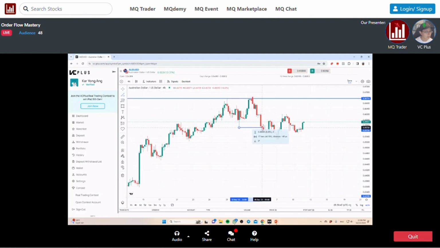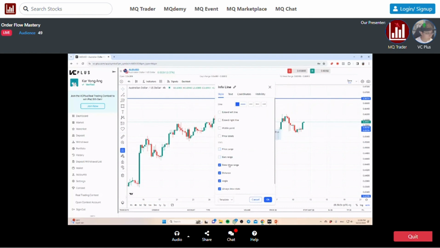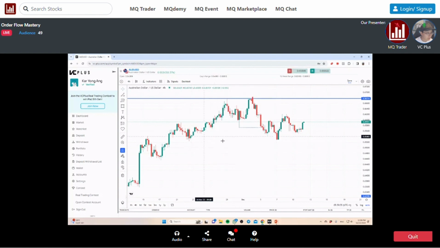Okay, it gives us a change of character. Right? So if I drew a dotted line, you can see that, right? So the market reverses, breaks and closes below that swing low. That's what we call a change of character. So once we get the liquidity sweep, we get the change of character.